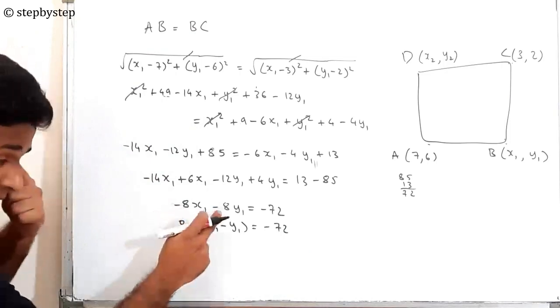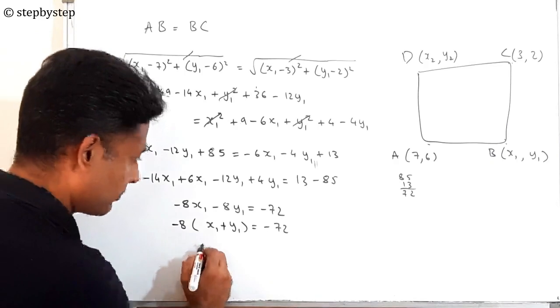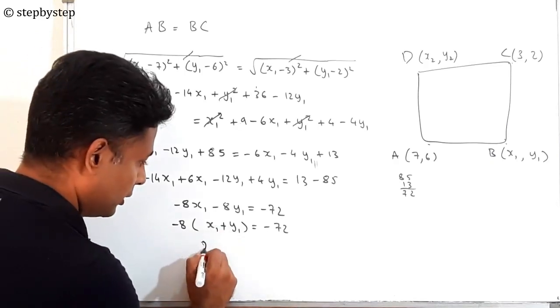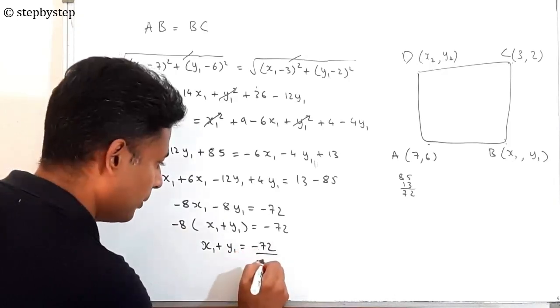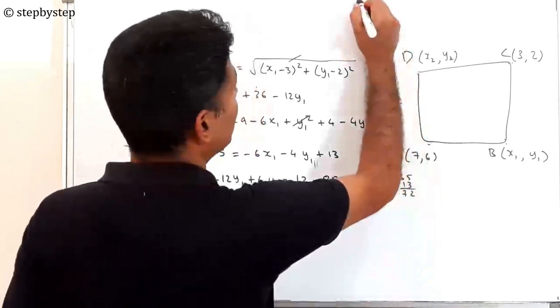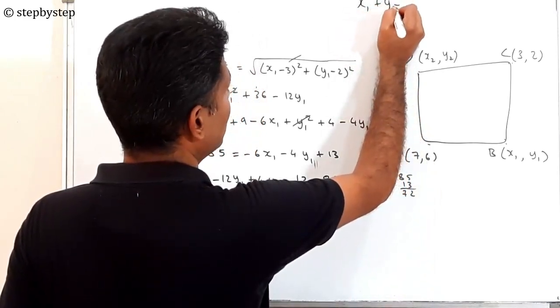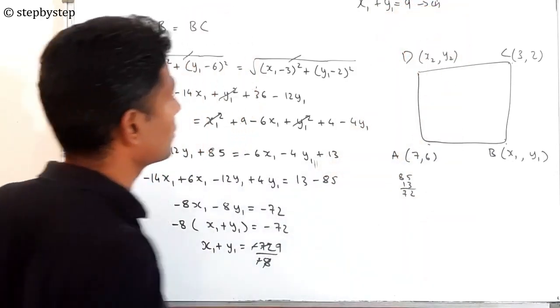Actually, I can take minus 8 common. So I'll take minus 8 common, I'll get x1 plus y1 equal to minus 72 by minus 8. The minus signs cancel. So what did I get? x1 plus y1 equal to 9. This is what I got.